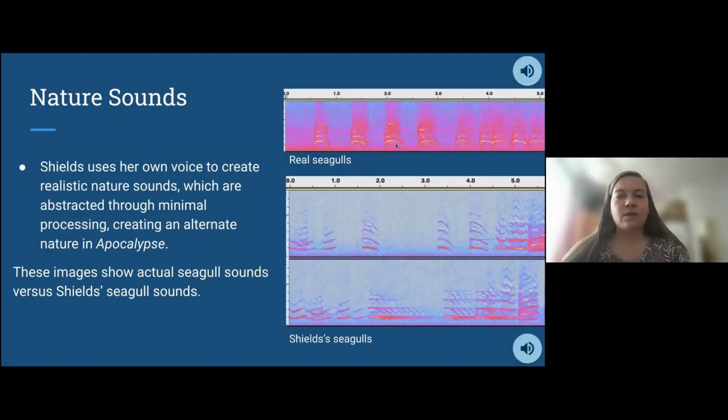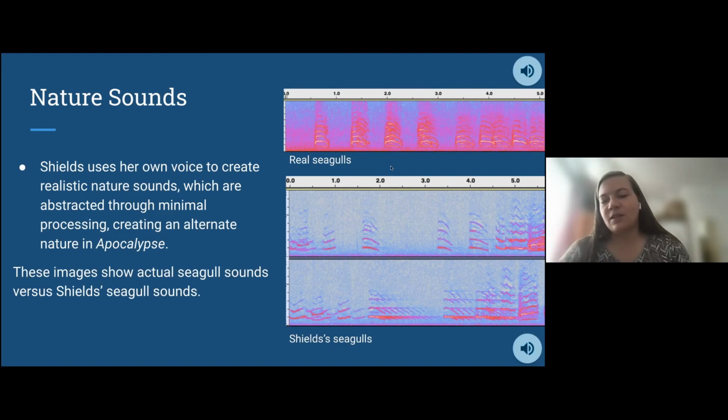So Shields uses various nature sounds in the opera. These are some of my favorite sounds, and she creates bird sounds with her own voice, which are quite realistic. So in these two spectrograms, the first one shows real seagulls, the second one is Shields' seagulls. You can see that she has quite well captured the shape of the seagull sound, but she takes this kind of natural sound that she creates through her voice and places it in an alternate nature, which is the sound world of Apocalypse. I'll play both of these sounds.